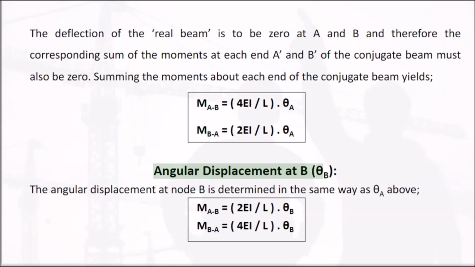Angular displacement at B, theta B. The angular displacement at node B is determined in the same way as theta A above. M_AB equals 2EI/L theta B, M_BA equals 4EI/L theta B.